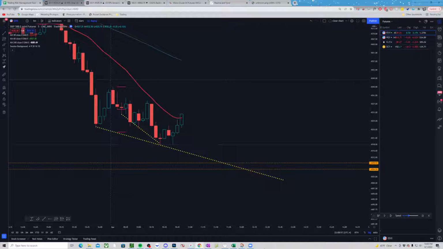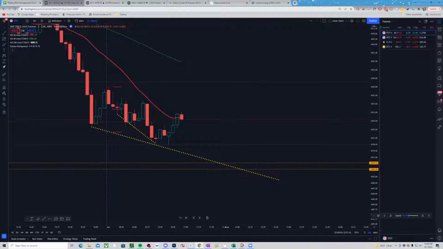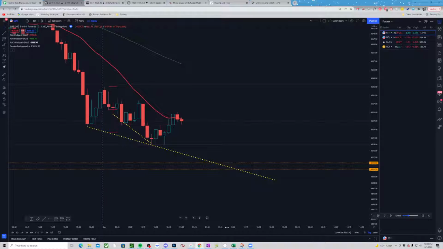All right, so what do we have? We have 1 pullback, 2, and it looks like it's failing. All right, so we've now triggered a low 2. This is a low 1. This is a low 2. If you did short here, your stop is up here.